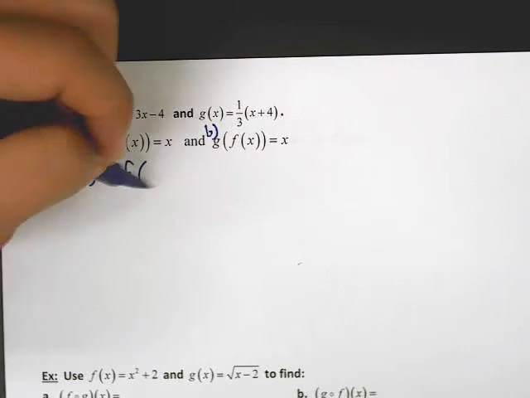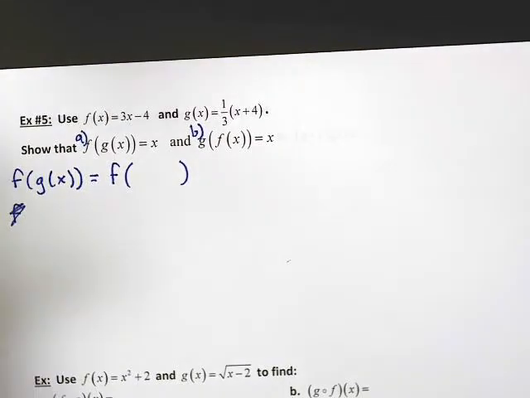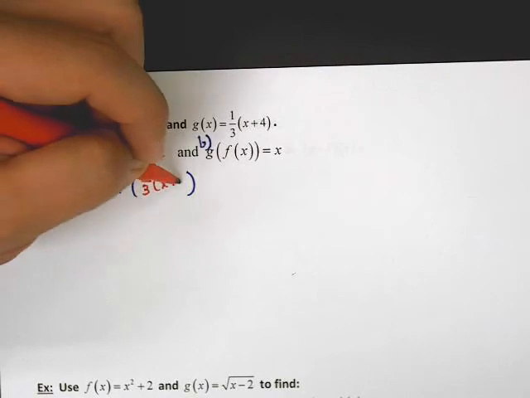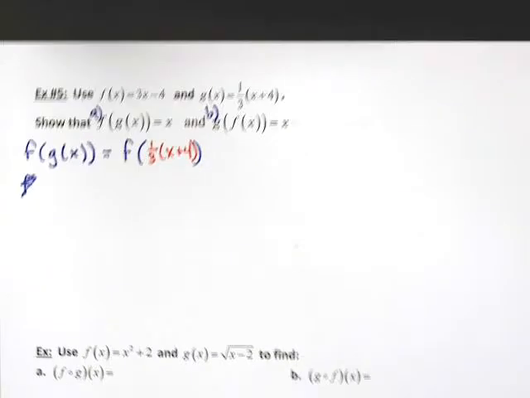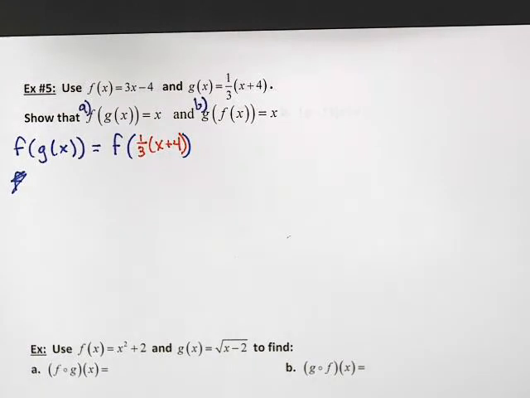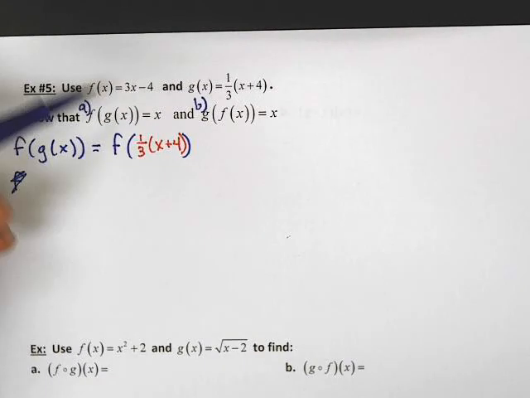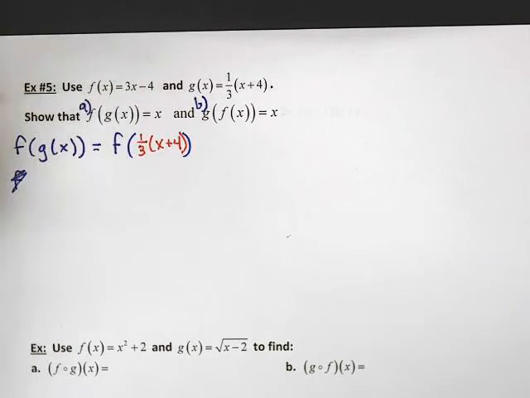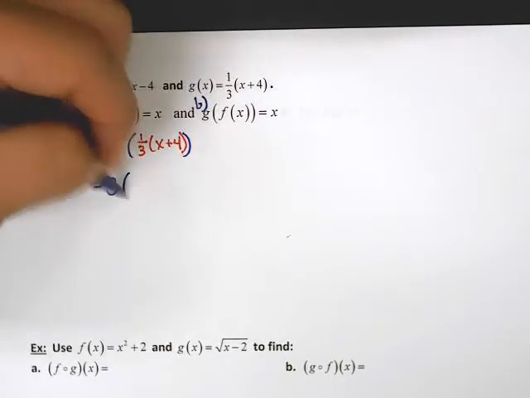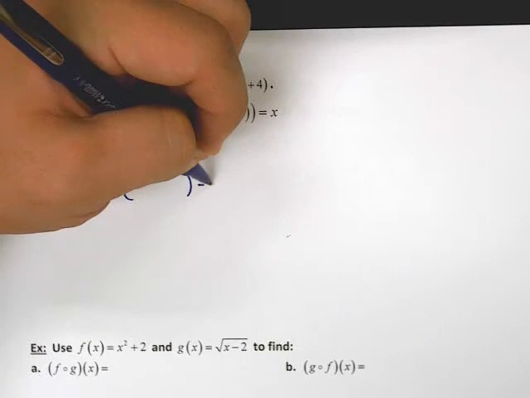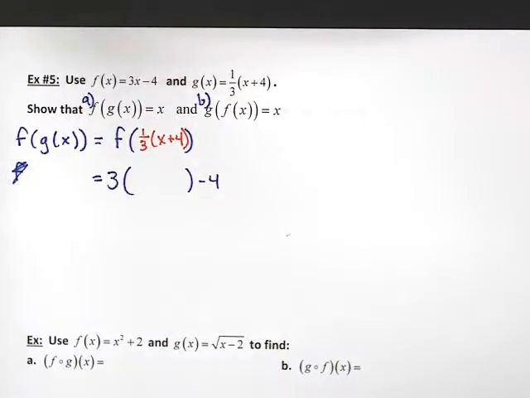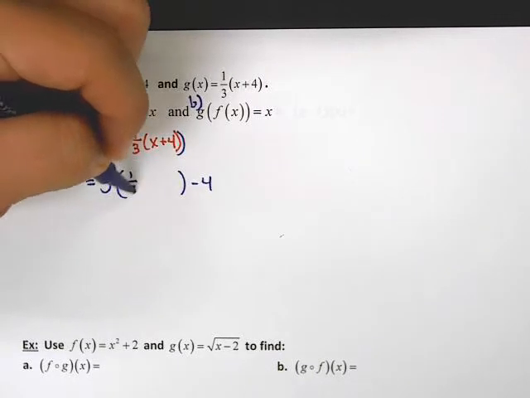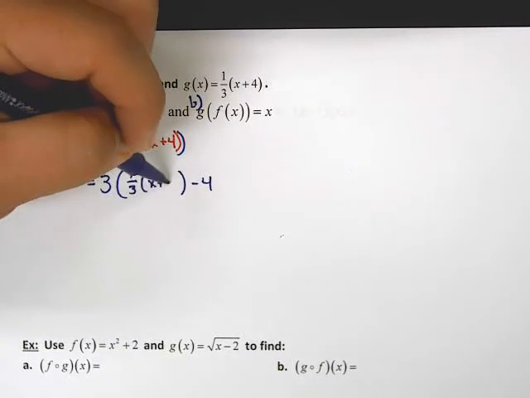f of g of x equals f of, well, g of x is 1/3 x plus 4. Alright, 1/3 x plus 4. So now remember what we do. We look at our f function, right? Our f function says 3 times the input minus 4. So I'm going to write 3 times the input minus 4. When I go to write this, I put in my input of 1/3 x plus 4.